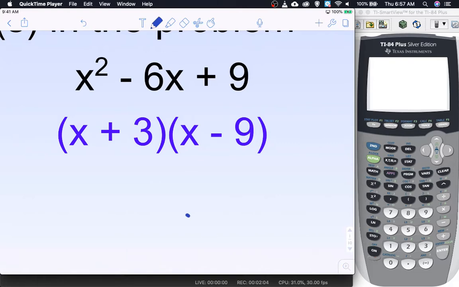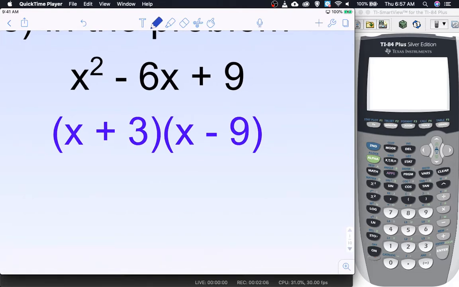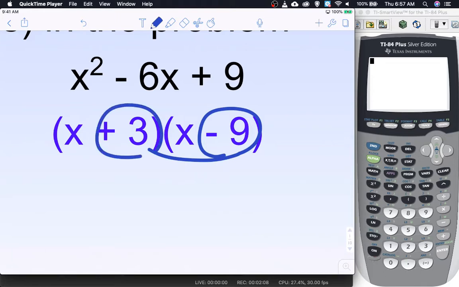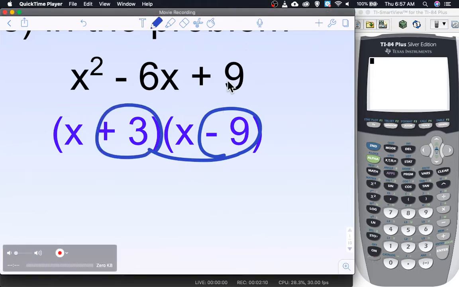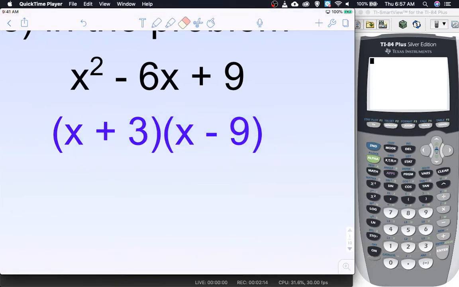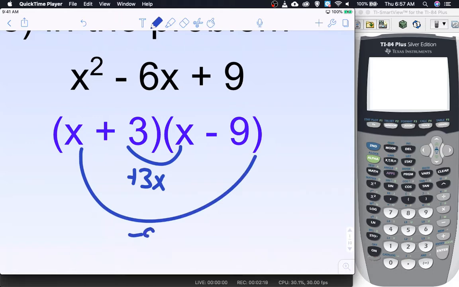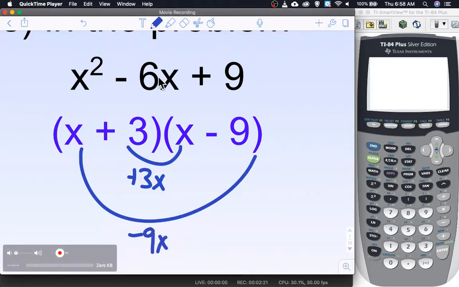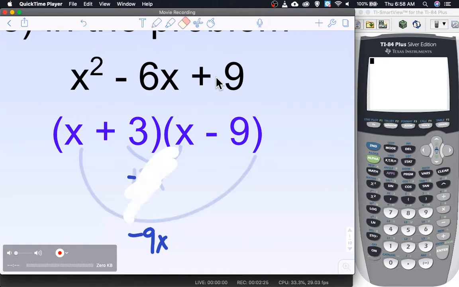Here, something I can see is clearly wrong, so this one cannot be the right answer, is that those two things multiplied together don't give us 9. Even though the middle terms actually work out here, this is a positive 3x, this is a negative 9x, which does give you negative 6x. That works, but the last terms don't work out.